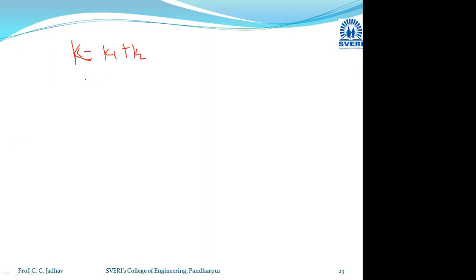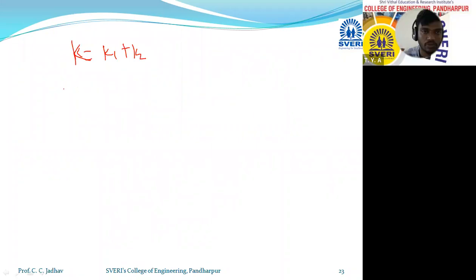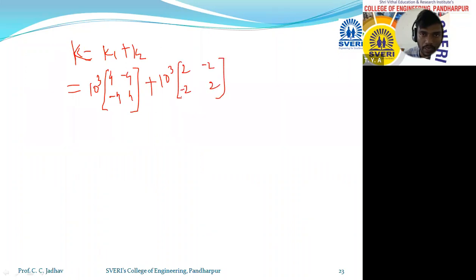How to add, I already told you, but again I will tell you. 10 raised to 3 into 4, -4, -4, 4. This is the first matrix, plus 10 raised to 3 into 2, -2, -2, 2. This is the second matrix. We have to add these matrices. So first matrix's last element, second matrix's first element.